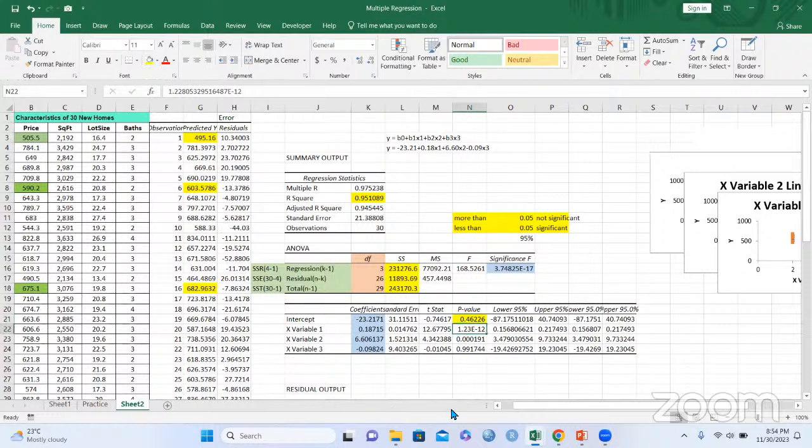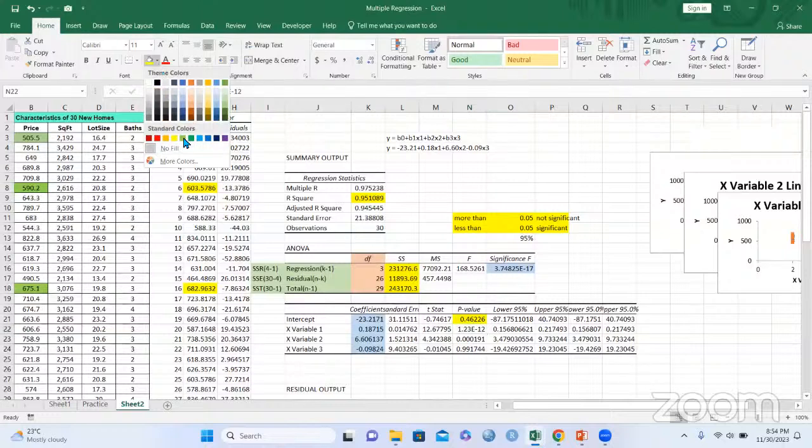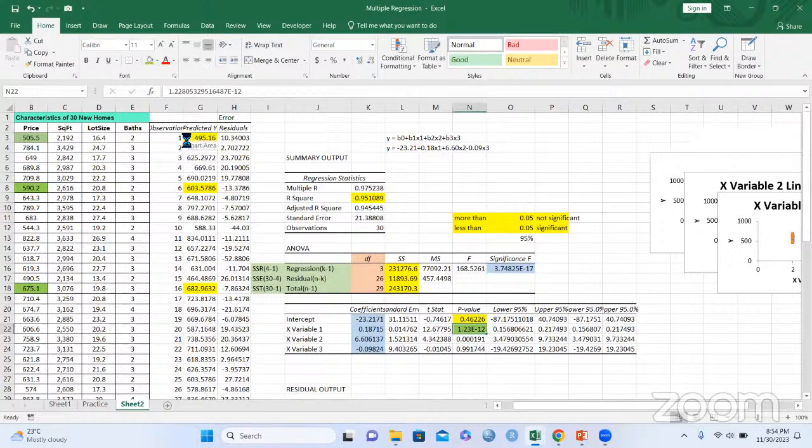If you see the second variable, x1 variable, 1.2 e power minus 12, that is 1.2 into 10 power minus 12. Is it more than or less than 0.05? 10 to the power minus 12 is too small. It is very less. That is, it is very significant. Yes, it is going to be 0.00000 long back. So the most influencing variable is the x1 variable only. Okay, that is square feet.